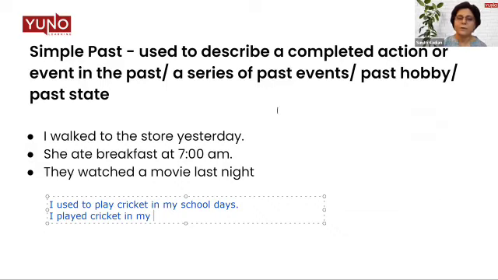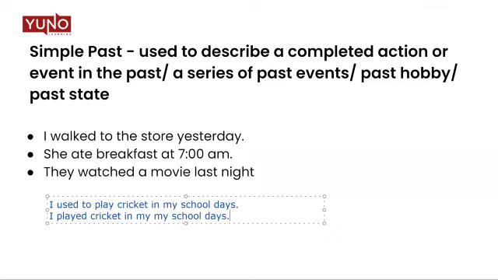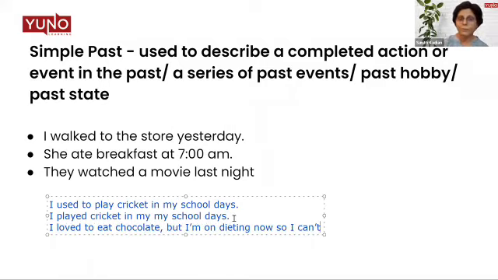Okay, so I played cricket. It's okay. In my school days. You had to write my, not me. Yes. Have you sent me any sentence? I love to eat chocolate, but I'm on a diet now, so I can't. Good one. So you've used both the tenses correctly. Very good example. You're talking about the past habit, then you're talking about present.